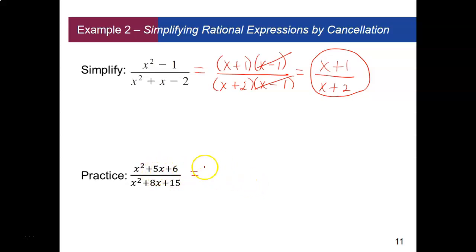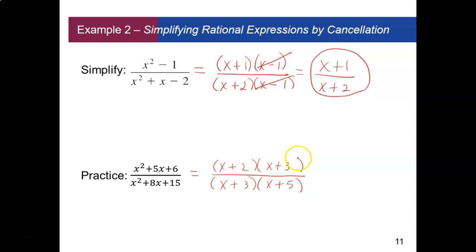Okay, if we take a look at this first one, this is a trinomial without a leading coefficient. So we're just going to factor it. The factors of 6 that add up to 5 would be x plus 2 and x plus 3. And then here we want the factors of 15 that add up to 8. So that's going to be x plus 3 and x plus 5.